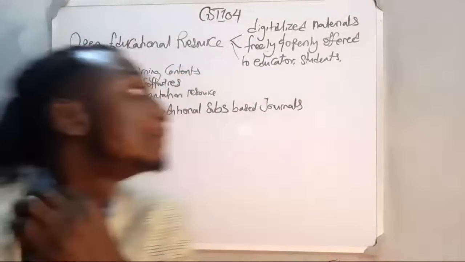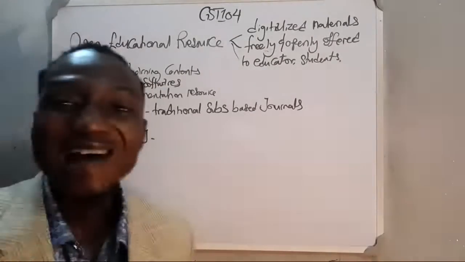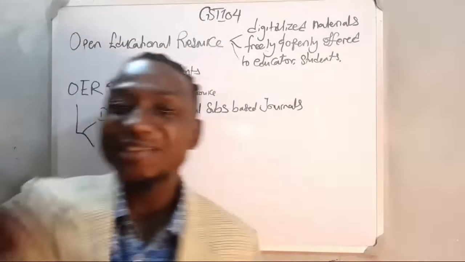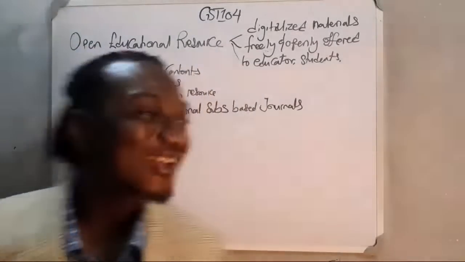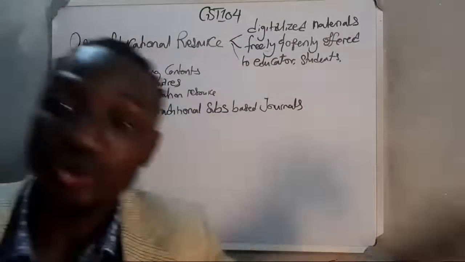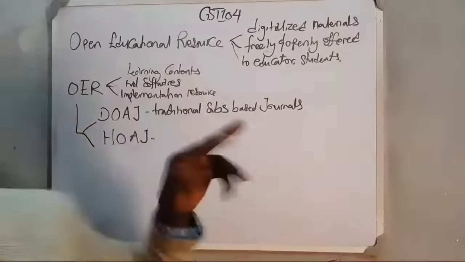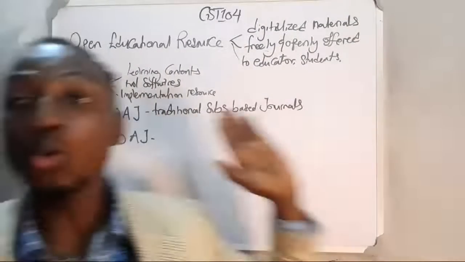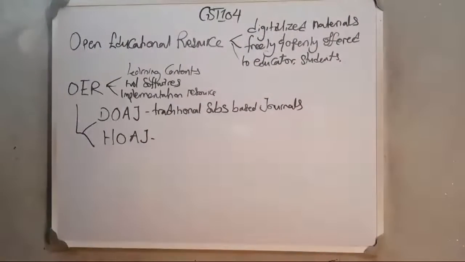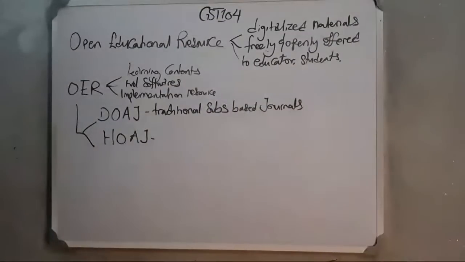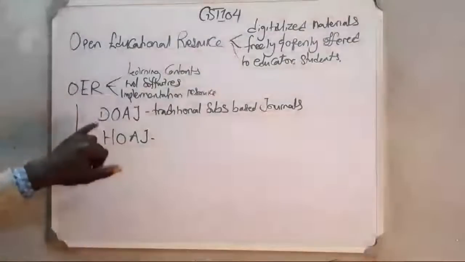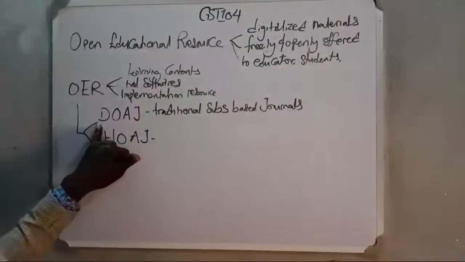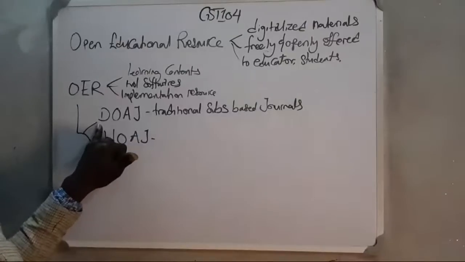So it will eventually be free. But at the point when it is newly released, it is based on subscription, and when this subscription expires, it becomes free to all. Are we together? So that is a delayed open access journal. That's why you see the word delayed. And let's not forget, delay is not denial.